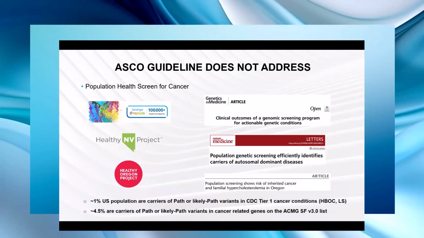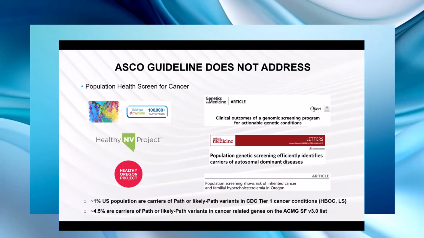So there have been some studies conducted in the U.S. to actually understand the utility of population genetic screening. I list three examples here: the Geisinger MyCode project, Healthy Nevada project, and the Healthy Oregon project. As you can see, if we combine them together, about 1% of the U.S. population could be carriers of a pathogenic or likely pathogenic variant in the CDC Tier 1 cancer conditions here.